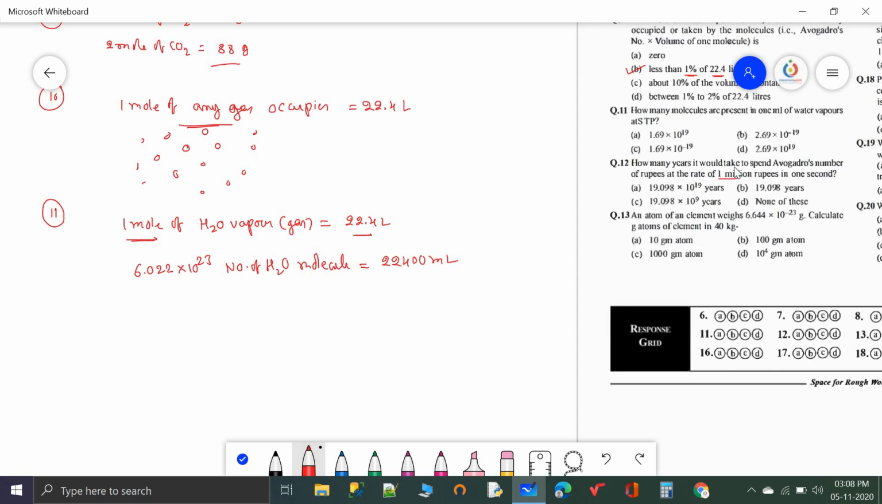But they are asking about 1 ml of water. So 1 ml of water can contain how many water molecules? The number of water molecules is equal to, simply do the cross multiplication, 1 ml into 6.022 into 10 power 23 divided by 22,400. If you solve everything, we get 2.69 into 10 power 19. So option D is correct.